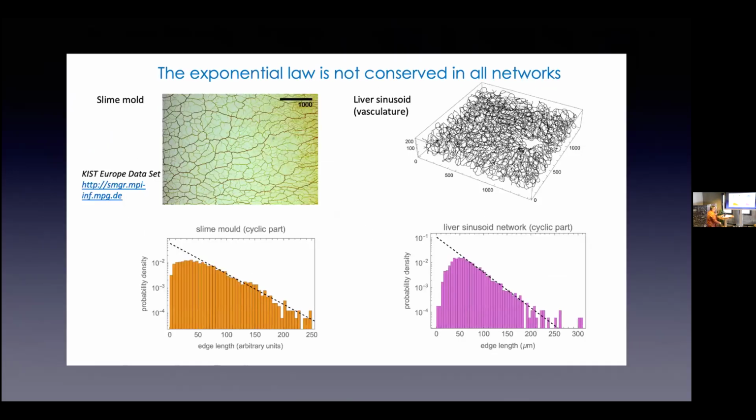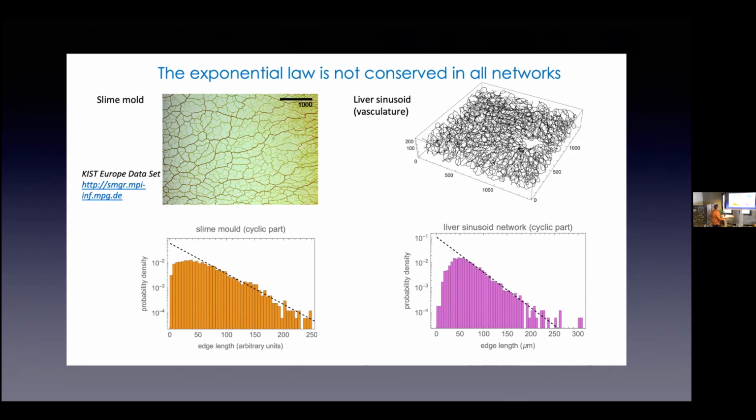So other networks don't have this property. The pancreas is special here. If you look, for example, at the slime mold I mentioned before, or the liver that we've talked about a few times already, and you only look at the cyclic part in the same way, then the tail in both cases is pretty exponential, but you have to go to very high edge lengths before you reach that tail, and before you reach that tail, it's very far from exponential. It's doing something else completely.